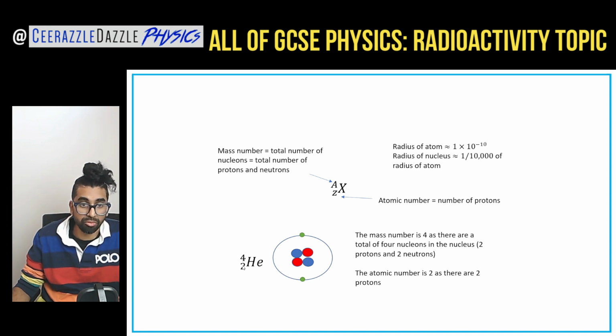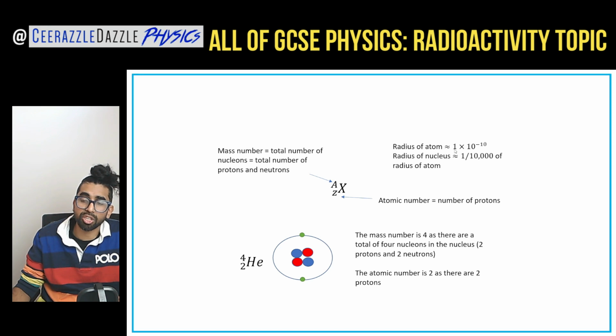So look, this is helium 4, 2He. The reason why it's 4 is because there are 2 protons and 2 neutrons. In total, there's 4. But there are 2 protons. That's the reason why the bottom number is 2 over there. And yes, the proton number is usually the number of electrons as well. So 2 protons and therefore there are 2 electrons as well.